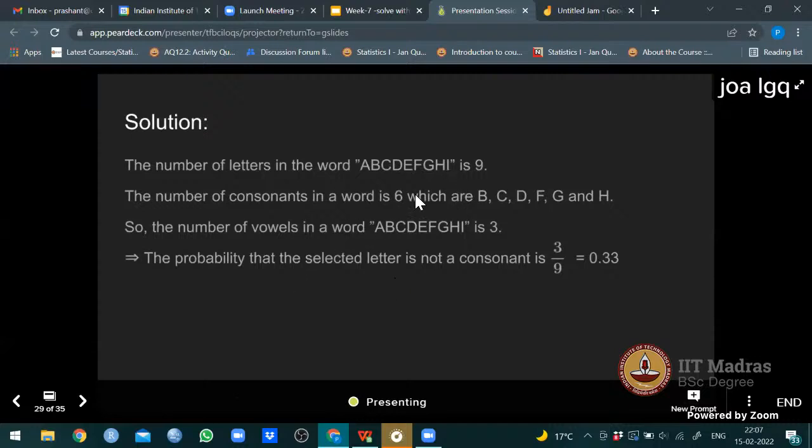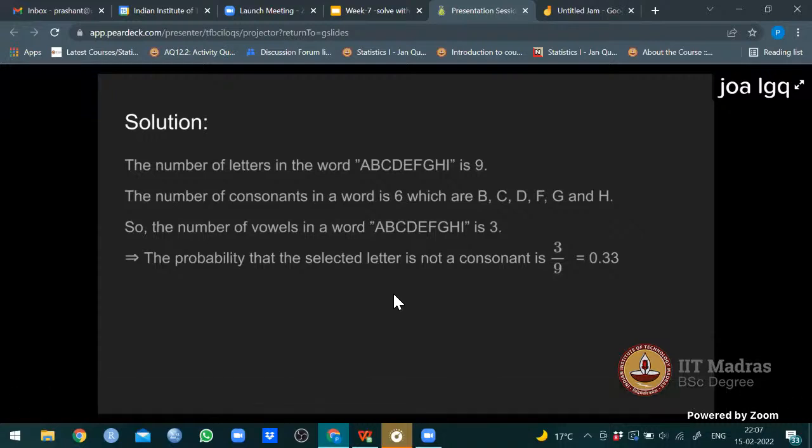There are a total of 9 letters, out of which only 3 are vowels. The question is the selected letter is not a consonant. That means it should be a vowel, so it is 3 by 9. Or you can do it as 1 minus 6 by 9.